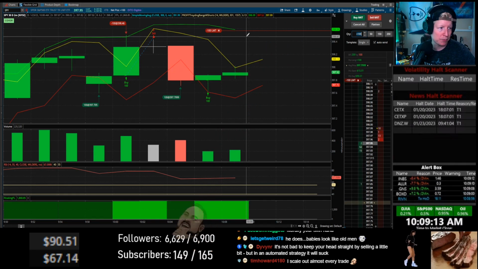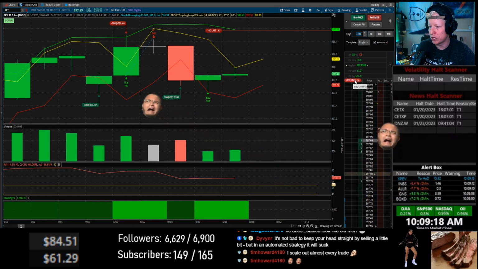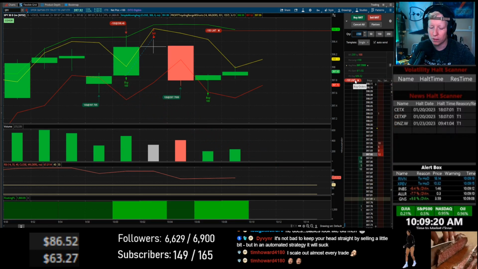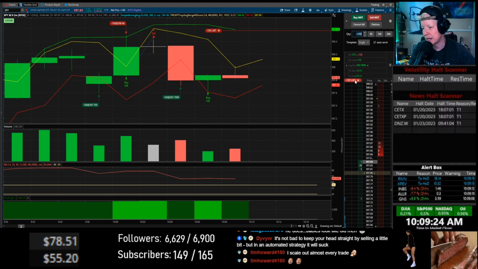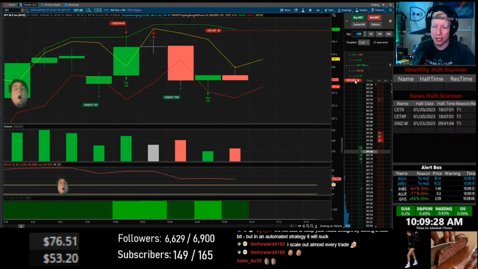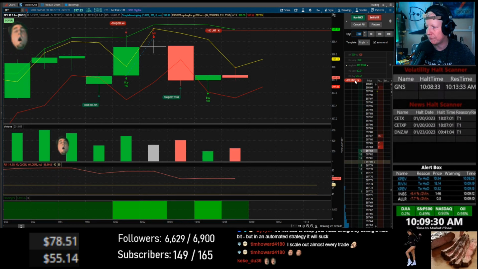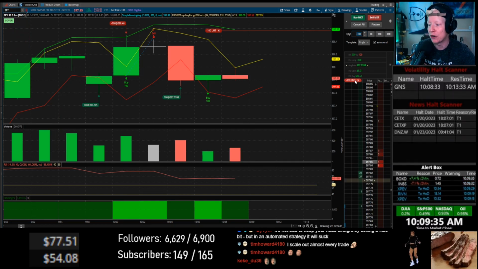Pick a stop loss, pick a profit, and sit on your hands until one of those hits. Scaling out is just ruining your risk reward. It's not bad to keep your head straight by selling a little bit. Yes, but you should get over that, right? You shouldn't have to sell some of your stock to keep your head straight, right? That's kind of the point I'm getting at, right, Diviner?